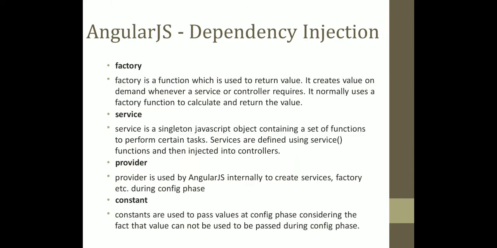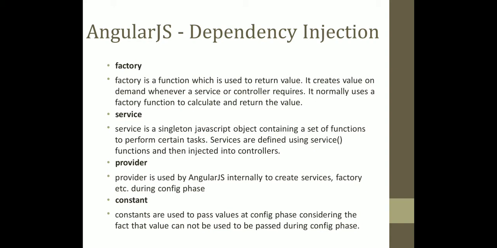This is the syntax how to inject the value into the controller. Now the second part is factory. Factory is a function which is used to return value. It creates value on demand whenever a service or controller requires, and it normally uses a factory function to calculate and return the value.